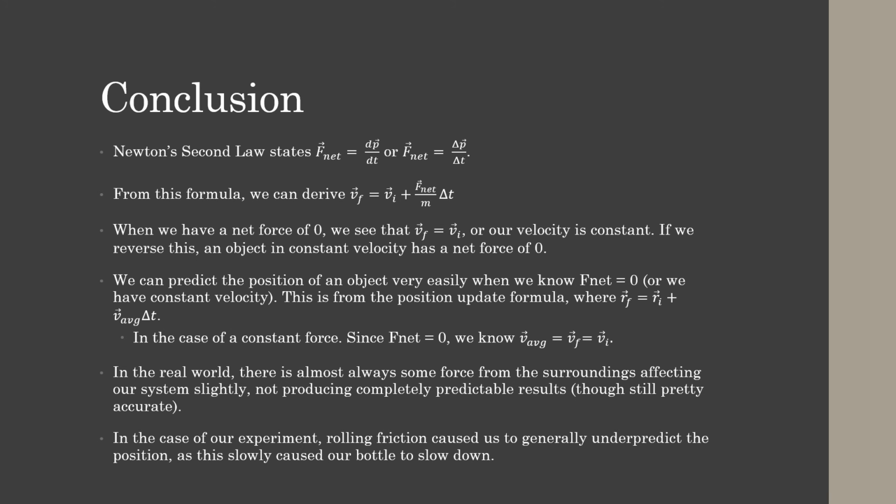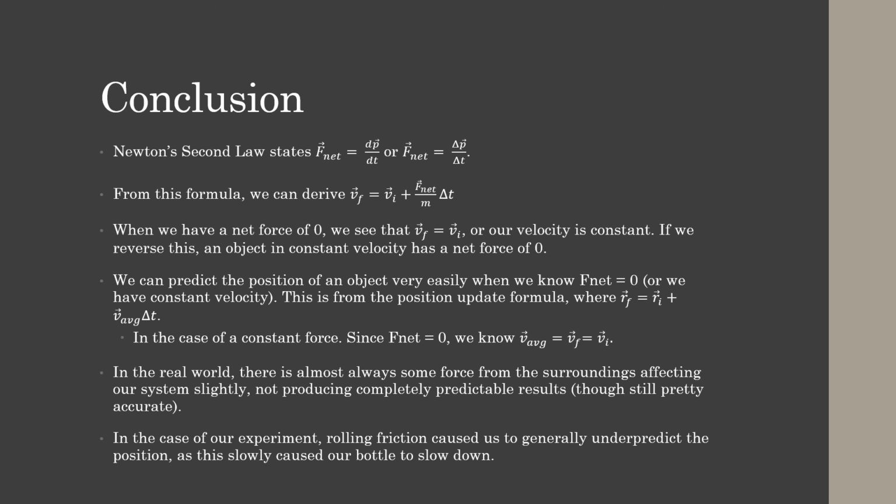Newton's second law states that the net force is equal to the change in momentum divided by the change in time. We can derive our velocity update formula from this. With this net force of 0, we find that our velocity is constant. We can use this to predict the position of any object very easily, knowing the net force is zero. This comes from our position update formula, r_f equals r_i plus average velocity times delta t.